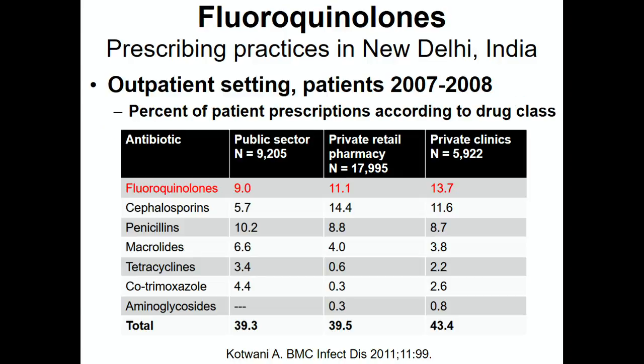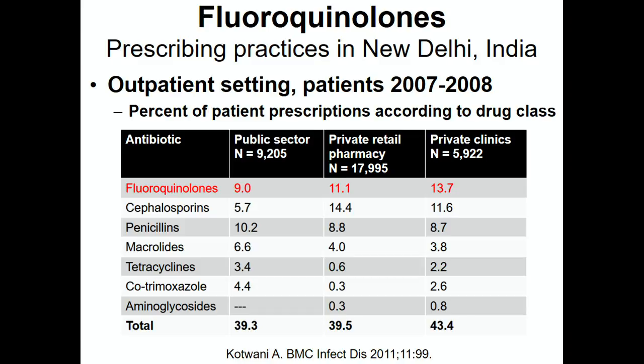Now, in contrast, this group has looked at the use of fluoroquinolones in an outpatient setting. This is from 2007 to 2008. This table shows the proportion of patient prescriptions according to drug class. Just a couple of important points. They have 3 groups: public sector, private retail pharmacy, and private clinics. And these are the number of persons in each of those groups. Strikingly, about 40% of persons in all groups received antibiotics, so a high proportion with antibiotics.